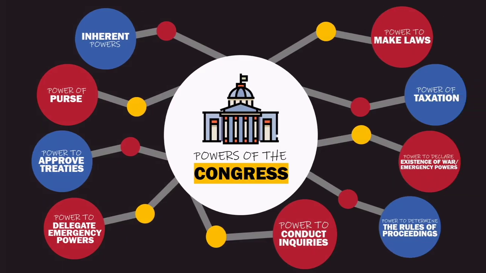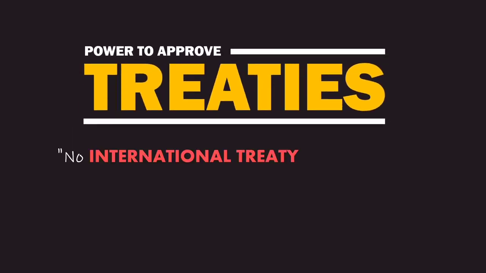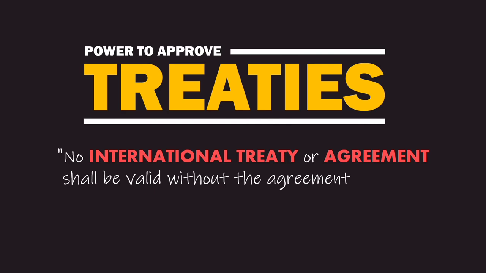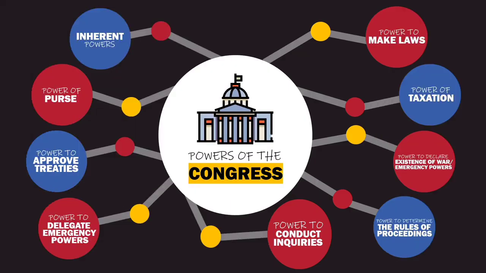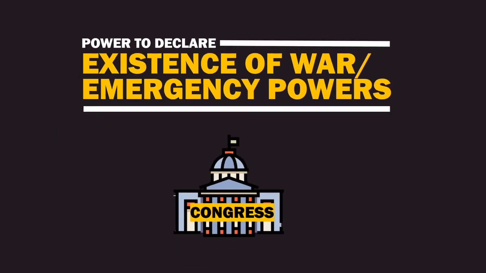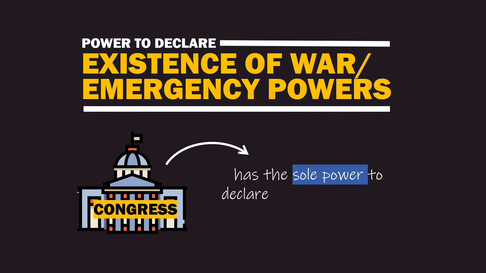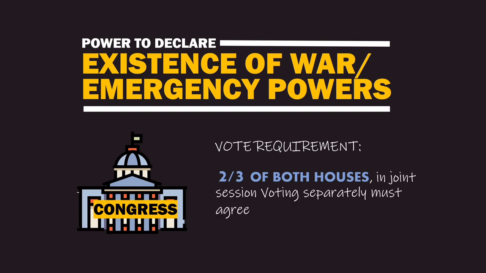Next, the power to approve treaties. The Constitution stipulates that no international treaty or agreement shall be valid without the agreement of 2/3 of the members of the Senate. Moving on to the power to declare the existence of war, or the emergency powers. The Congress has the sole power to declare the existence of a state of war. Here is the vote requirement. 2/3 of both houses in joint session voting separately must agree to the declaration.